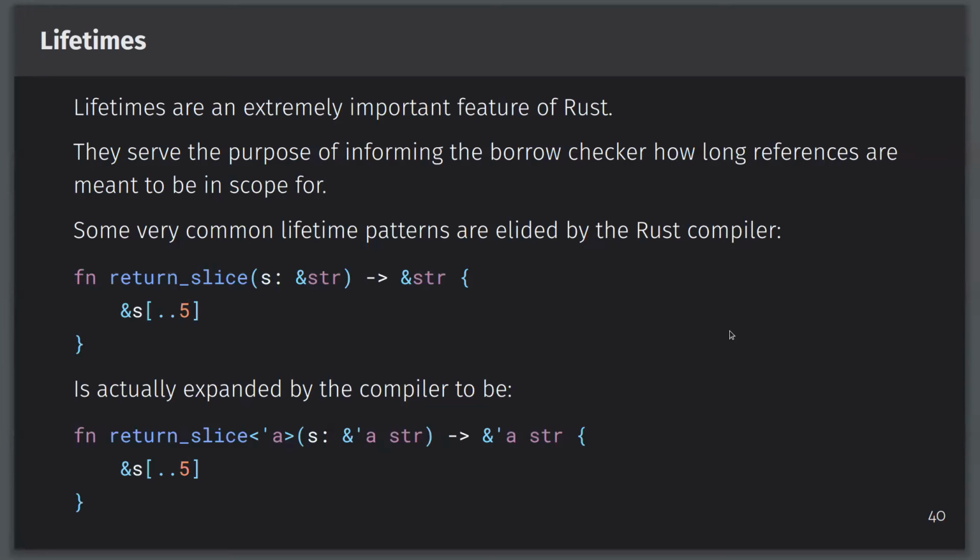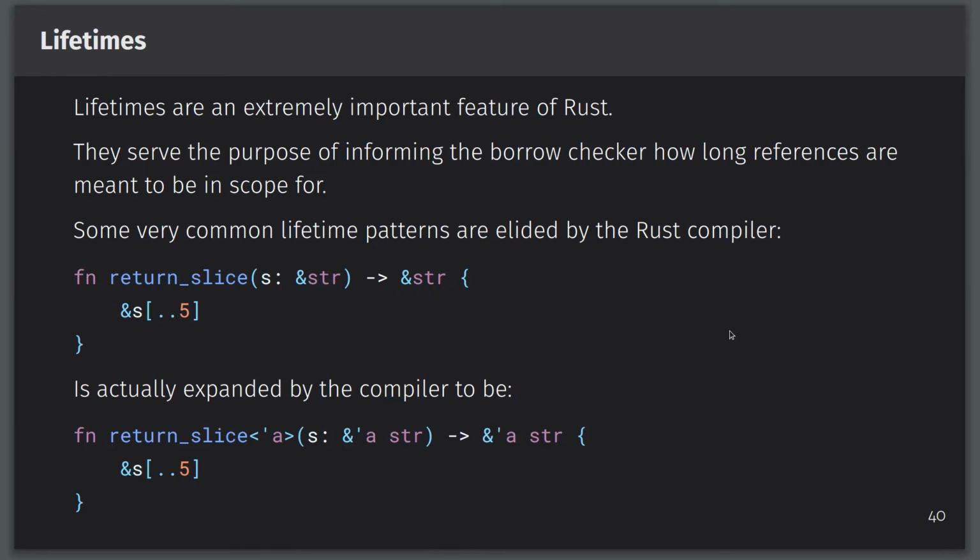Because that way, whenever you access the returned reference, it's going to be safe because the data you're pointing to is still there. And so there's an intermediate representation in the compiler. The compiler expands everything out so it's easier to deal with later. This is actually what the compiler sees when it's actually working. You have this type parameter called tick A, which is a lifetime. It says how long something is going to live for. And then you say, hey, that A, it's bounded by this string. As long as this string lives, this lifetime will also be active. And then you're returning something with the same lifetime.